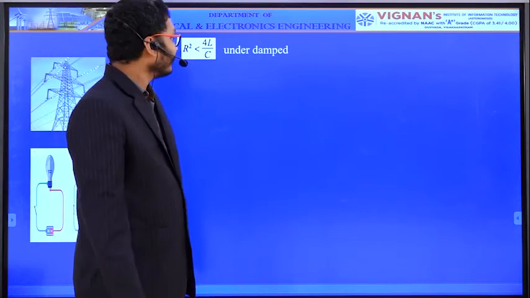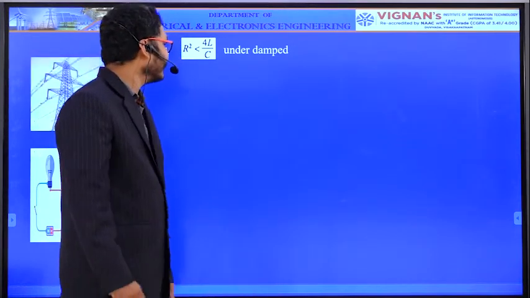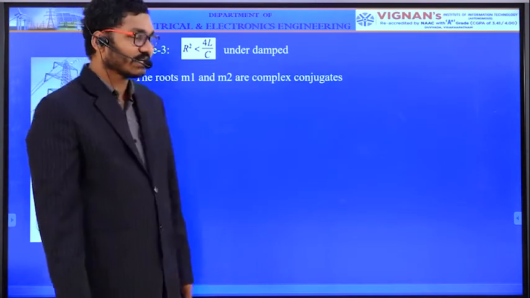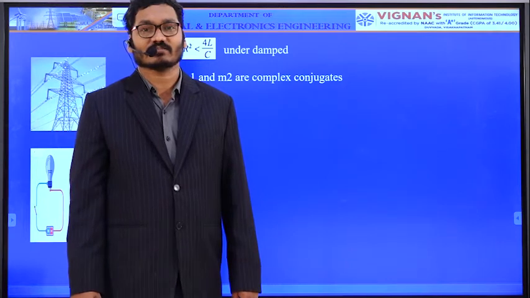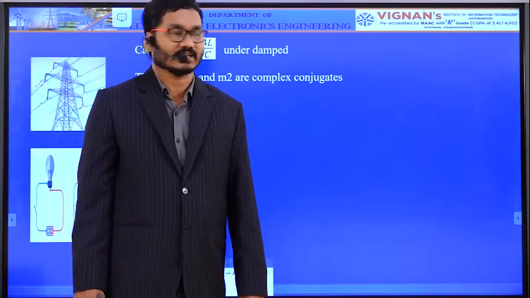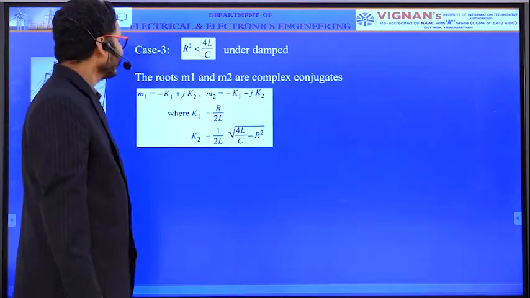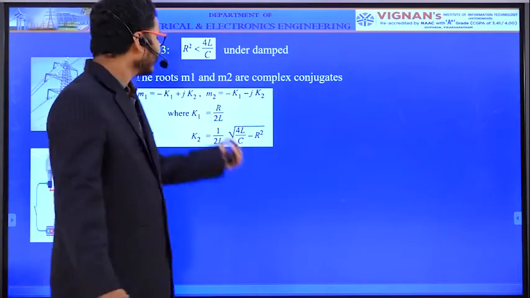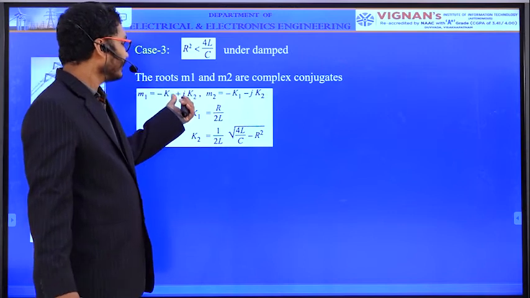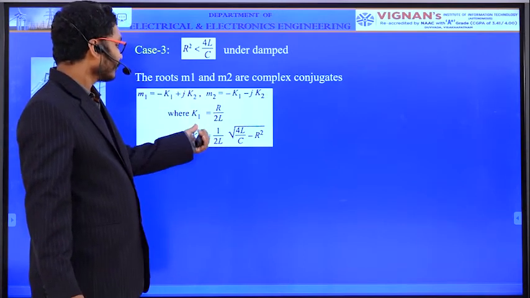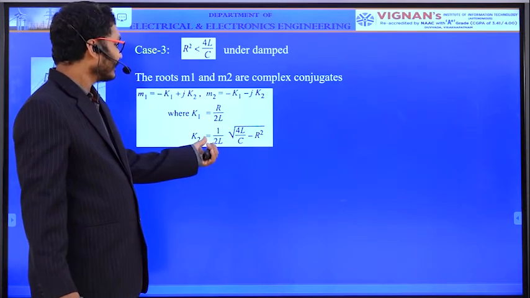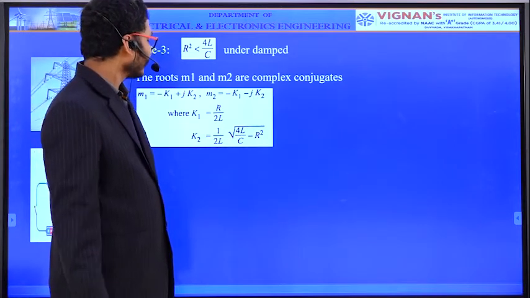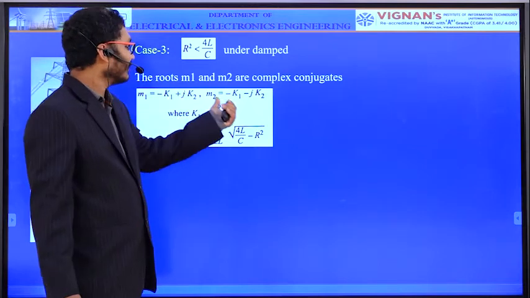So the next one is the last one. This is the underdamped case. Underdamped case we have already studied: R squared less than 4L by C. Here the roots are complex, with both real and imaginary parts. Previously we solved in terms of m1 and m2, but instead of that we write it in terms of k1 and k2, where k1 is R by 2L and k2 is 1 by 2L root of 4L by C minus R squared. We have two roots, with real and imaginary parts.